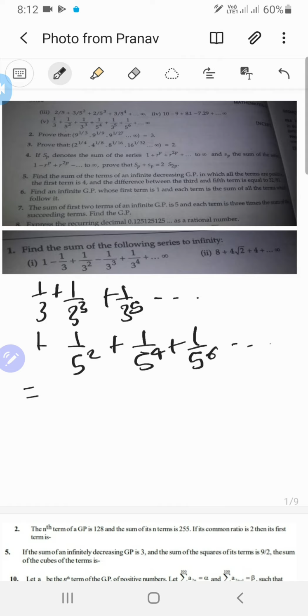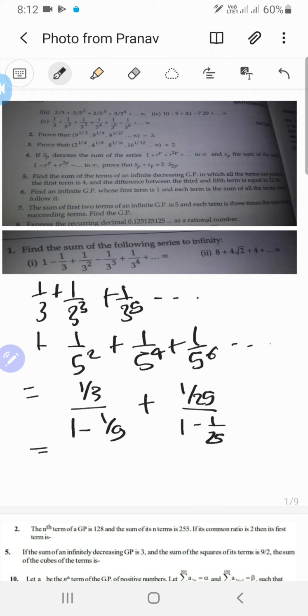This can be written as 1 by 3, which is the first term, upon 1 minus the ratio, which is going to be 1 by 9, and 1 by 5 squared is just 1 by 25 upon 1 minus 1 by 5 squared, so 1 minus 1 upon 25. So that's going to be equal to, when you multiply by 9, 3 upon 9 minus 1, just 8, plus 1 upon 25 minus 1, just 24. Which can be written as 9 by 24 plus 1 by 24, which is going to be 10 upon 24, which is nothing but 5 upon 12. Okay, that's nice. Let's go to the next question.